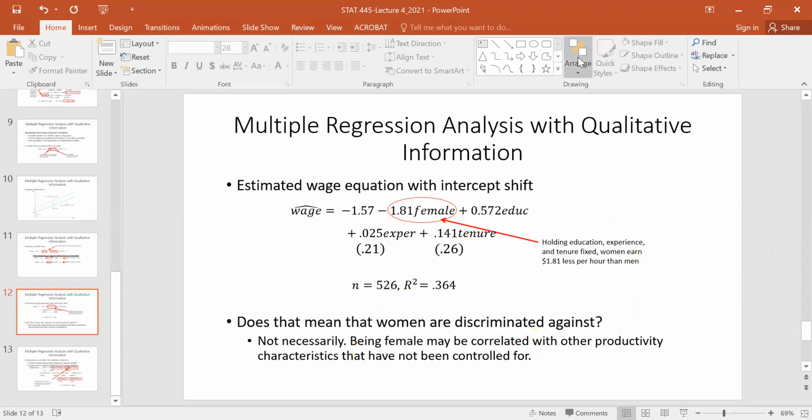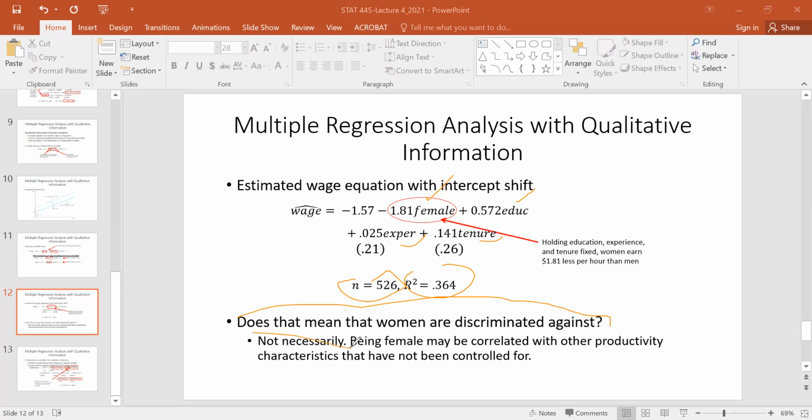Okay, so what do I have here? This is an estimation of the gender variable in the wage equation. They included a gender variable, education, experience, and tenure. Tenure is how long you've been with your present employer. N is 2526, R squared is 0.364. You see the female variable is negative. Does that mean that women are discriminated against?